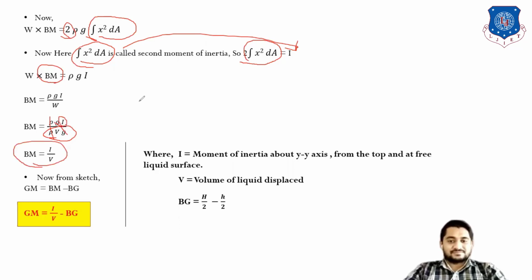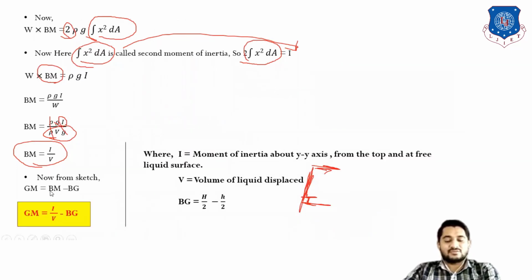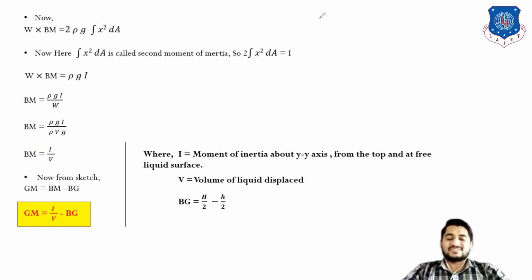But from the sketch, remember, we have to find the metacentric height, student. We got the value of Bm here, B to M. So how can you find Gm? Basically Gm is equal to total length Bm minus the value of Bg. So Gm is equal to Bm minus Bg, so Gm is equal to I by V minus Bg. So this is the theoretical method for finding out metacentric height.